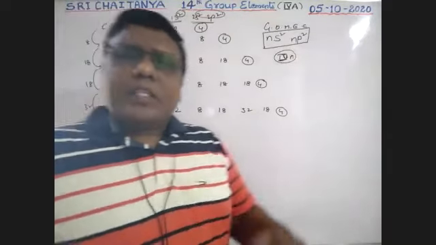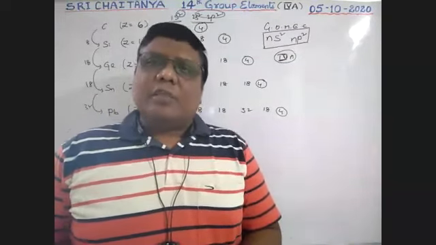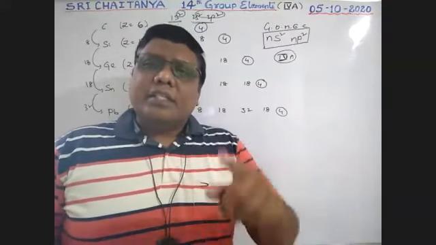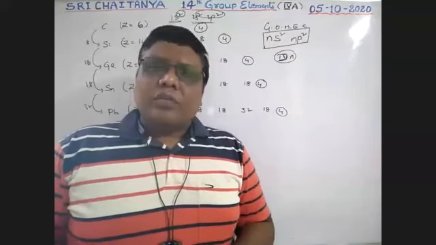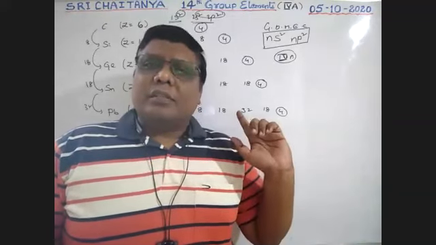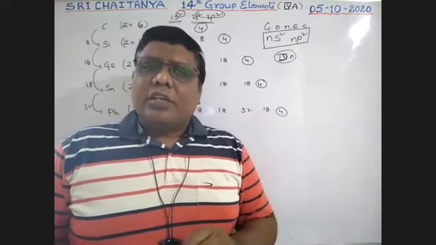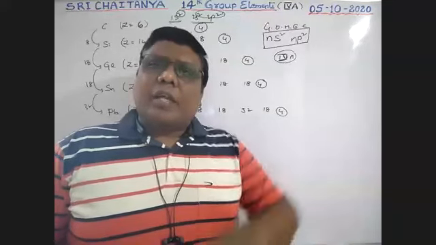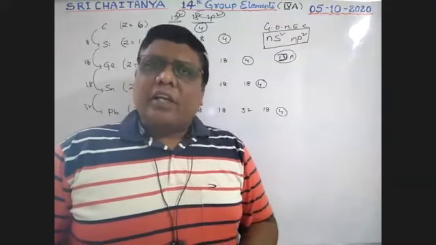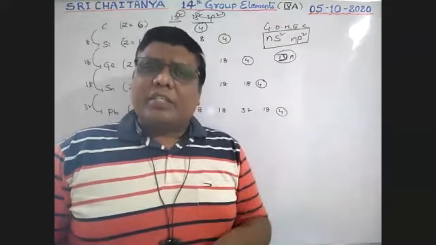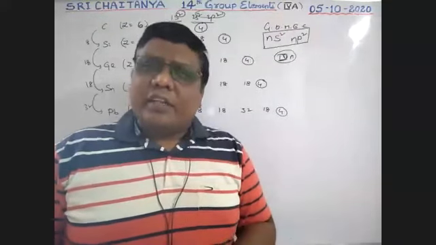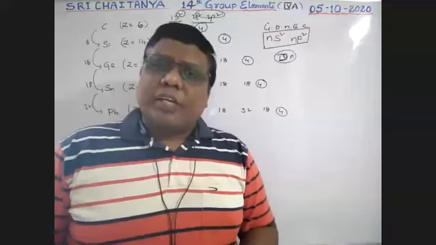Now, what is the occurrence of these elements? Among all these 5 elements, the most abundant element in the earth crust is silicon, Si. Silicon is the second most abundant element among all the elements. The entire periodic table contains more than 100 elements, and among all of these, the second most abundant element in the earth crust is silicon. First is oxygen, second is silicon.